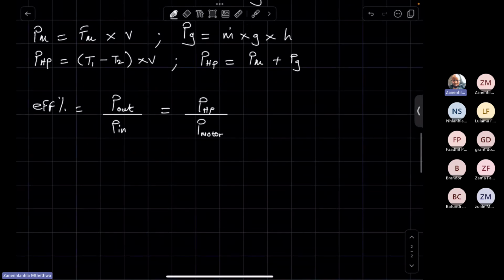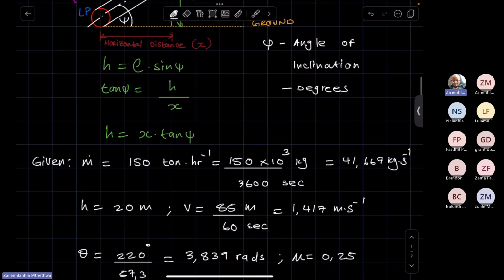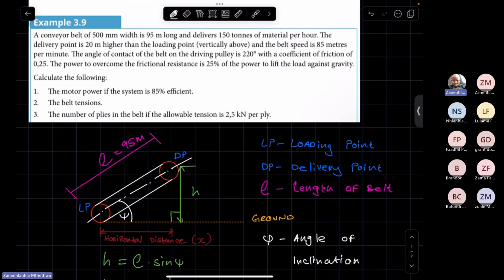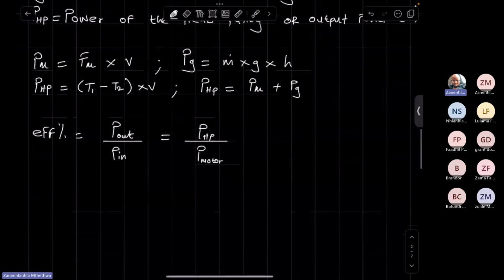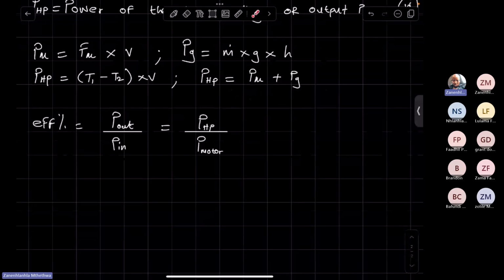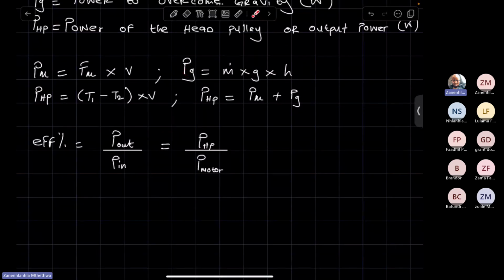Now let's look at the questions. The motor power of the system is okay. So they're looking for the motor power. In order to get the motor power, they've given us the efficiency, so we will need to get the power of the head pulley. And the power of the head pulley we are going to get by using this and that, because that is essentially what we've been given here.